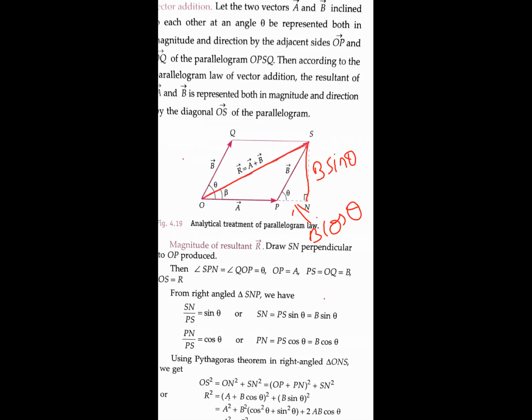OSN. Right? Let's apply Pythagoras. So if we apply Pythagoras to this, we are going to get OS square equal to ON square plus SN square. Right, children, Pythagoras? Now, OS square is what? R square. And ON square is what, children? ON is OP plus PN. Right, children? ON is what? OP plus PN. So, we will put here OP plus PN.